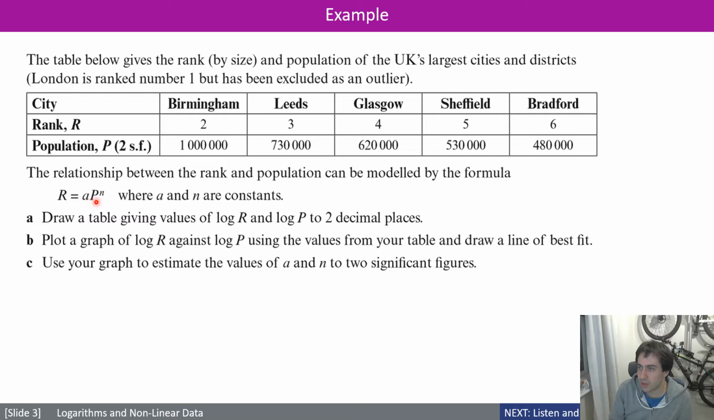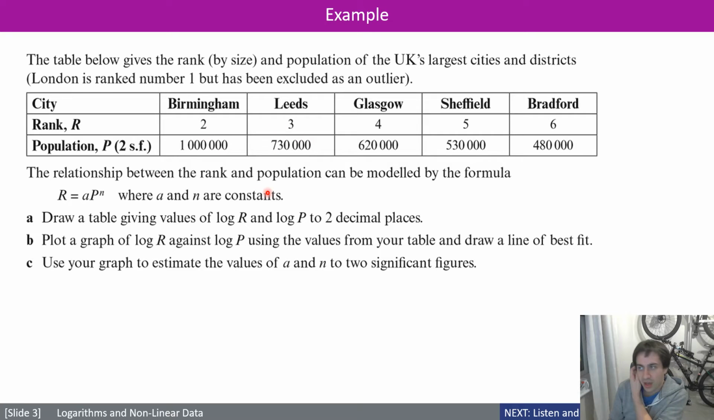R equals a capital P to the n. So we want to figure out what this little a is, and we want to figure out what this little n is. Draw a table giving values of log r and log p to 2 decimal places. Plot a graph of log r against log p using the values from your table and draw a line of best fit. Use your graph to estimate the values of a and n to 2 significant figures.